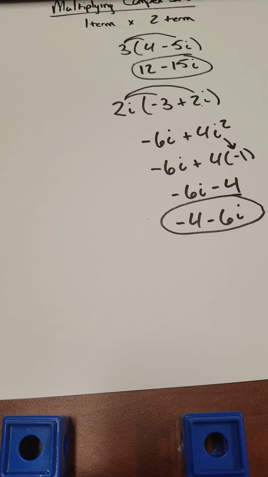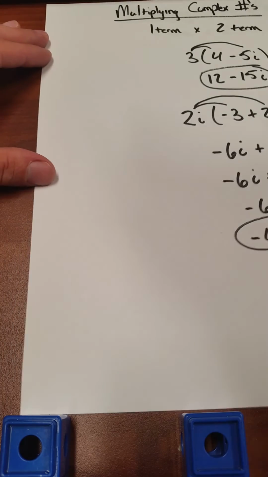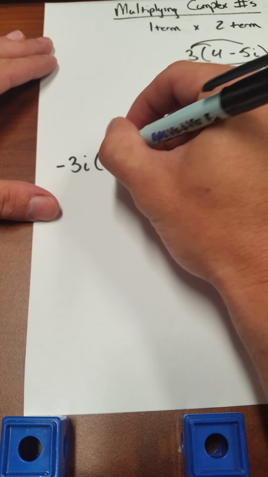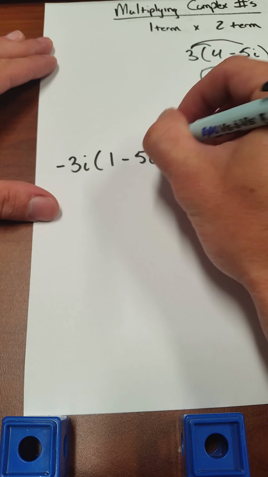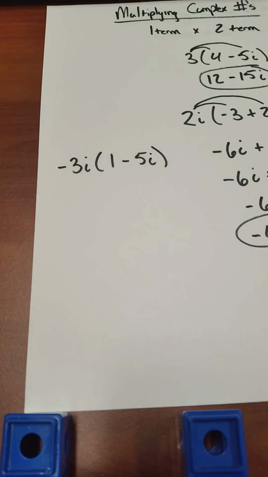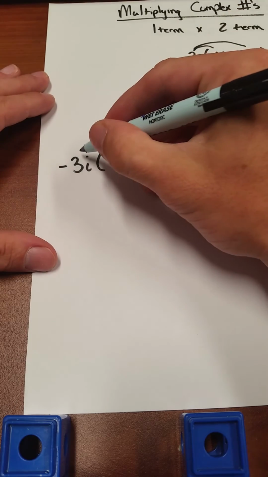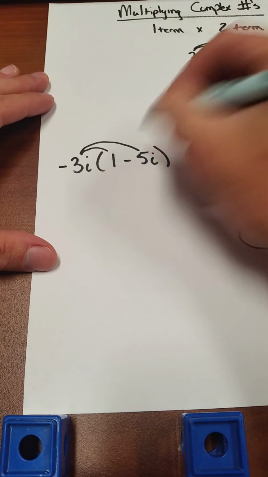I want to give you one more problem to try. So let's say, try that problem. So hit pause, go ahead and work it out on your own, and then I want you to check your solution. Should have had time to work it out by now.